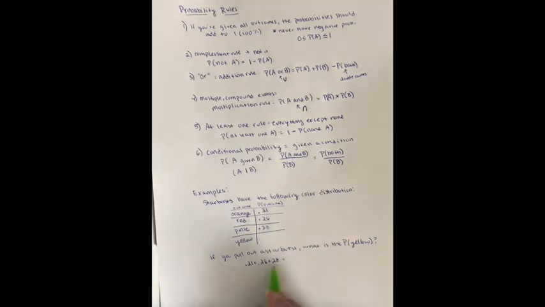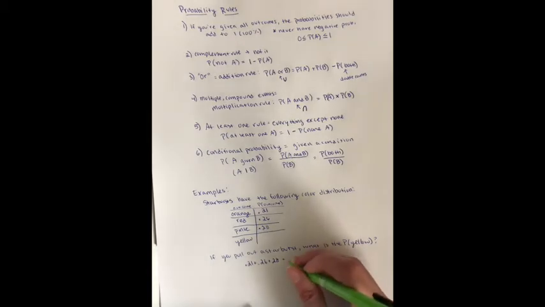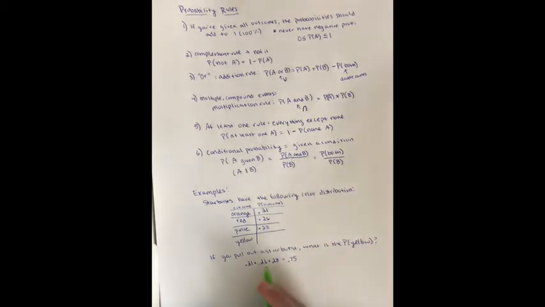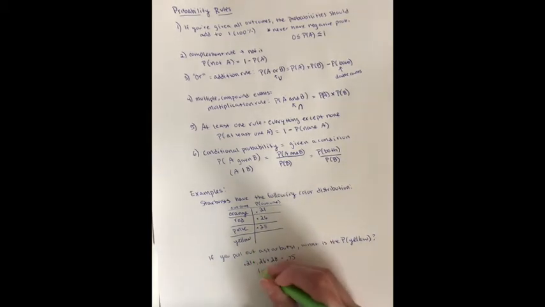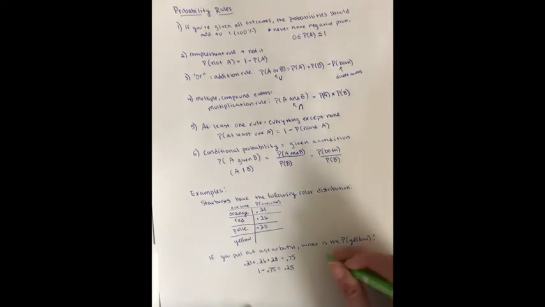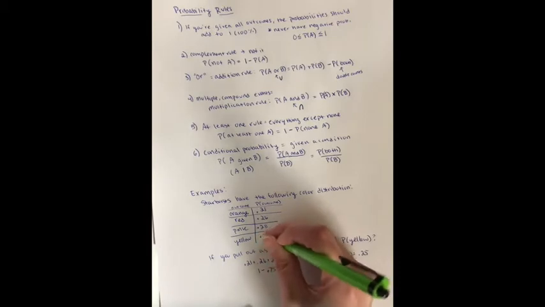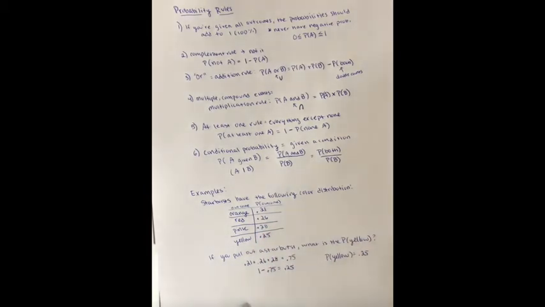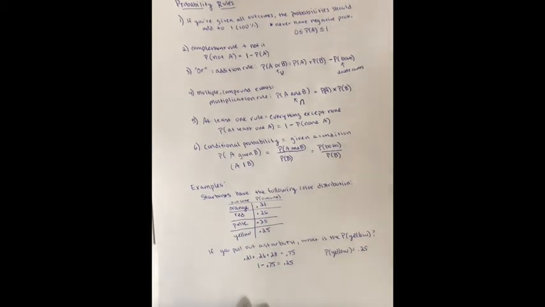What is this? 60 plus 15. This is 75%. So that doesn't add up to 100%. So the rest of it, everything except that 75, should be the yellows. So the yellow is 25%, which means I can put that 0.25 into my table.